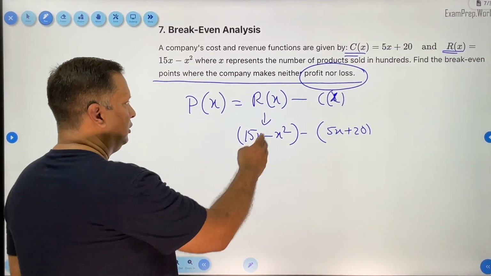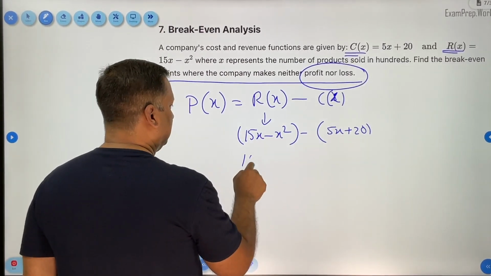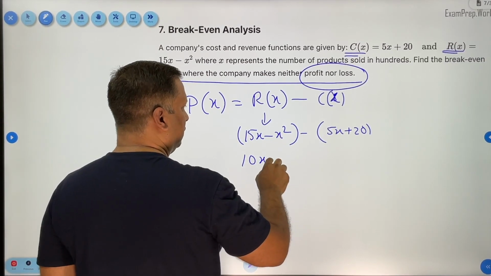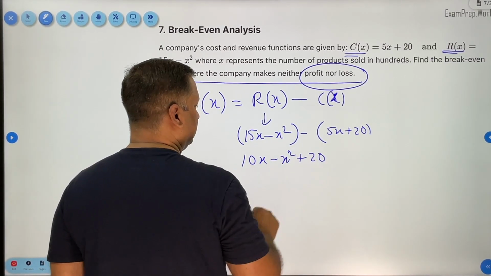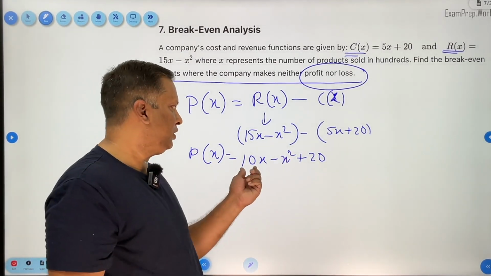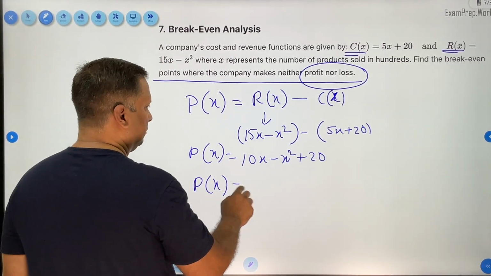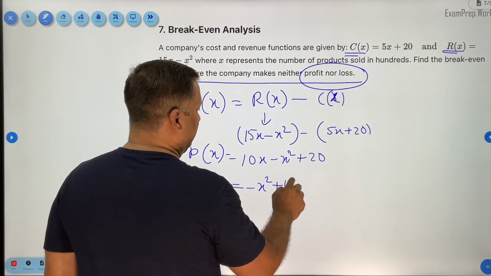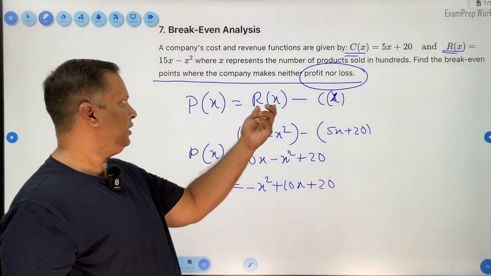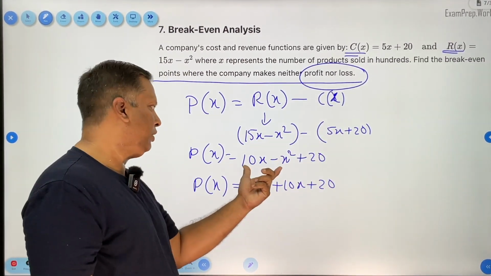Subtract from here. So it will be 15x minus 5x becomes 10x, right? And negative x squared plus 20. This is the profit function. Can I organize it in a proper way? Square first, then single x and then the constant term. So my profit function is negative x squared plus 10x plus 20, correct? You understand this? Profit is revenue minus cost. So we did the revenue function, subtracted the cost function, we got a quadratic.